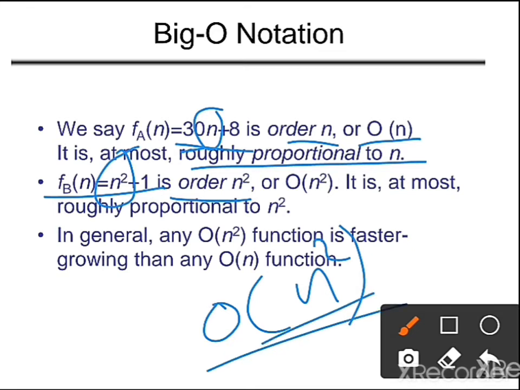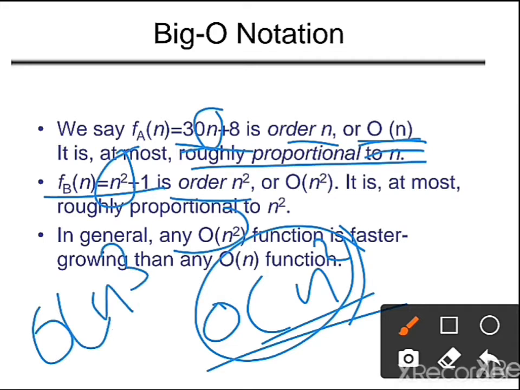So here any big O of n square function is growing faster than an order of n function. So whenever we look, order of n cube is growing faster than order of n square.